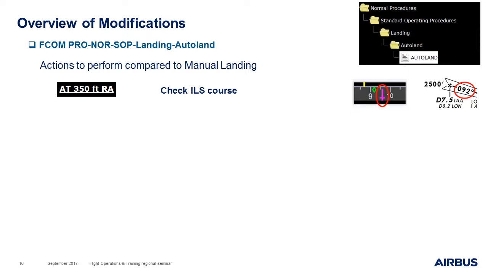So why do we perform this check at 350 feet? We perform this check at 350 feet because from 700 feet, the ILS data are frozen inside the multimode receiver. It means that you are not supposed to have any ILS data corruption from 700 feet. And we use the trigger of the land mode to perform this check. So when the land mode is engaged, you have to call land, and then you check the ILS course.